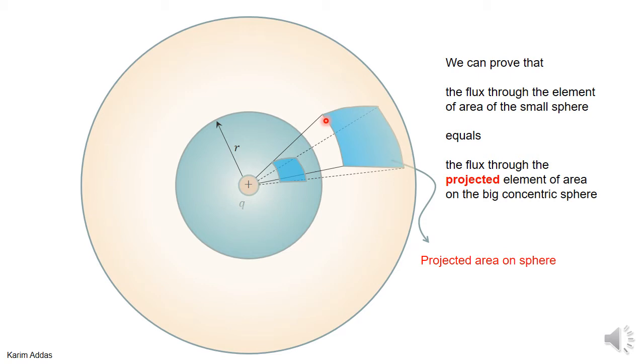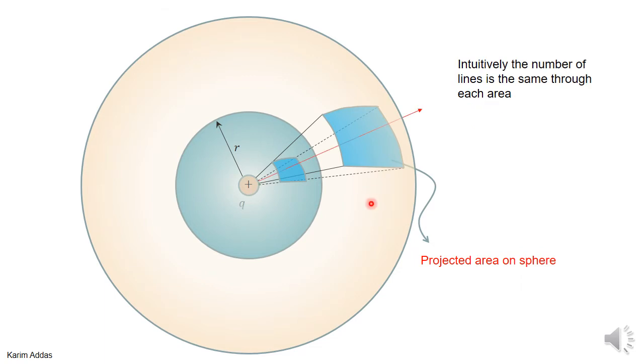So this area, the big area, is the projected area onto the big sphere. So the corner here projects onto this corner. The corner here projects onto this corner. The corner here projects onto this corner. And the corner here projects onto this corner. So do you expect that the electric flux through this small element of area would be the same as the electric flux through the big element of area or not? You can prove that it's exactly the same, actually.